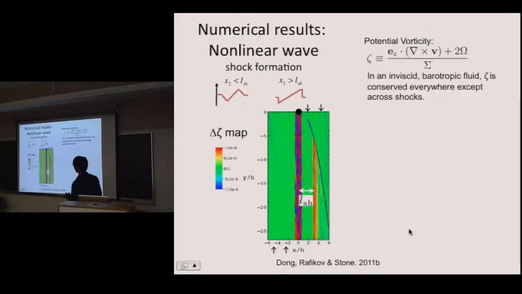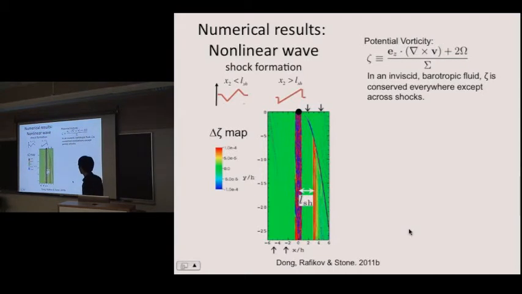So the nonlinear part of the theory, just to remind you, the two fundamental issues in the nonlinear part are where the wave will shock and how the angular momentum from the density wave is transferred to the disk. So we use a quantity called potential vorticity to pin down the shock. Potential vorticity is defined in this way, and it is conserved everywhere in our simulation except when you cross a shock.